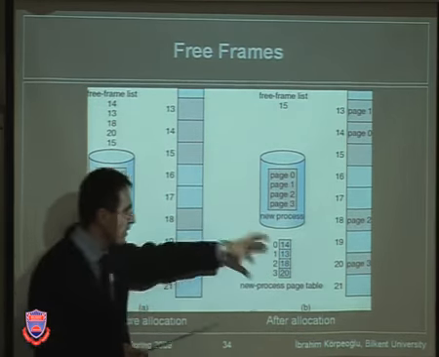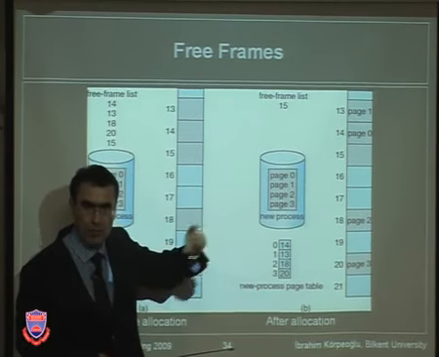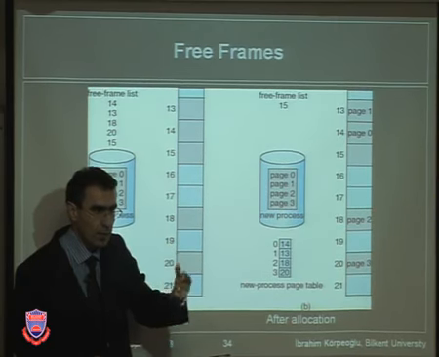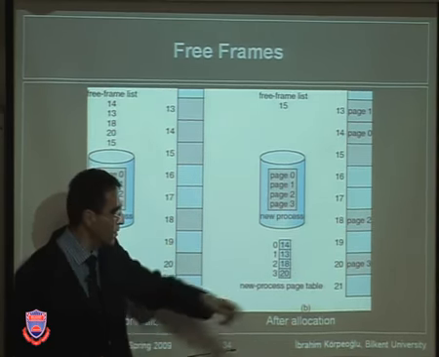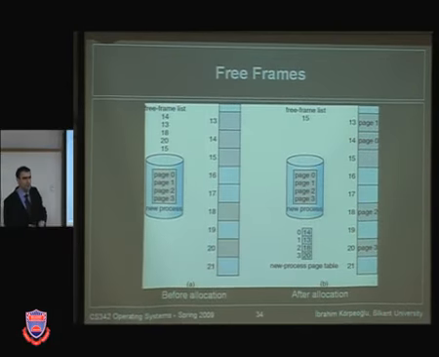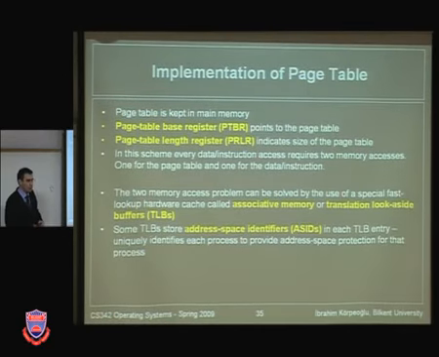Of course, while loading them, the operating system is also setting up the page table. Whenever you load any page into some frame, you store the corresponding mapping from the page number to the frame number in the page table, okay? Any questions? So we will continue with the implementation of the page table and so on in the next lecture, all right?